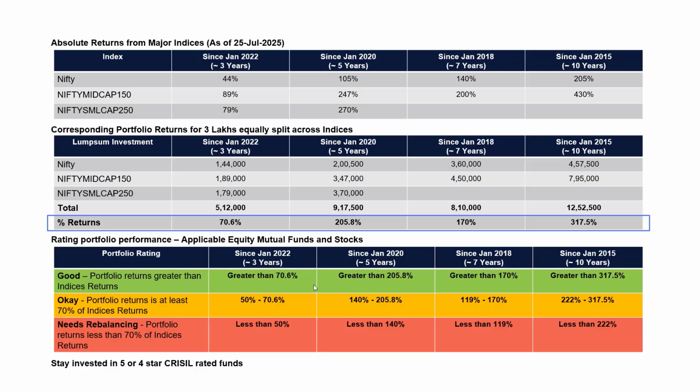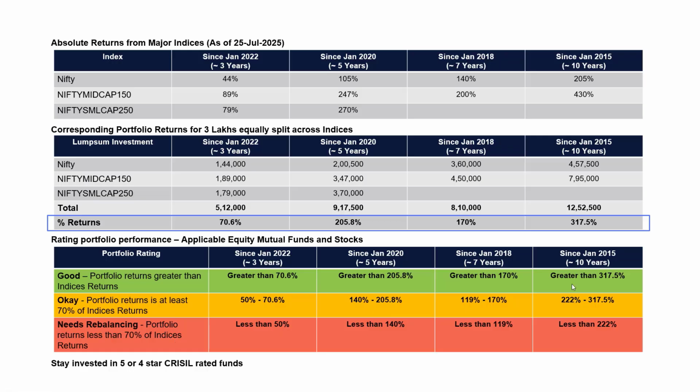Okay, so if you have reached at least 70% of the indices returns, then your portfolio performance can be rated as okay. Which means that if your portfolio return is between 50% to 70% in 3 years, and it is 140 to 205% in 5 years, then you are doing okay in your portfolio, but there is scope for improvement. If your portfolio has grown less than 70% of the indices returns, then definitely you need to check on rebalancing your mutual funds in the portfolio.